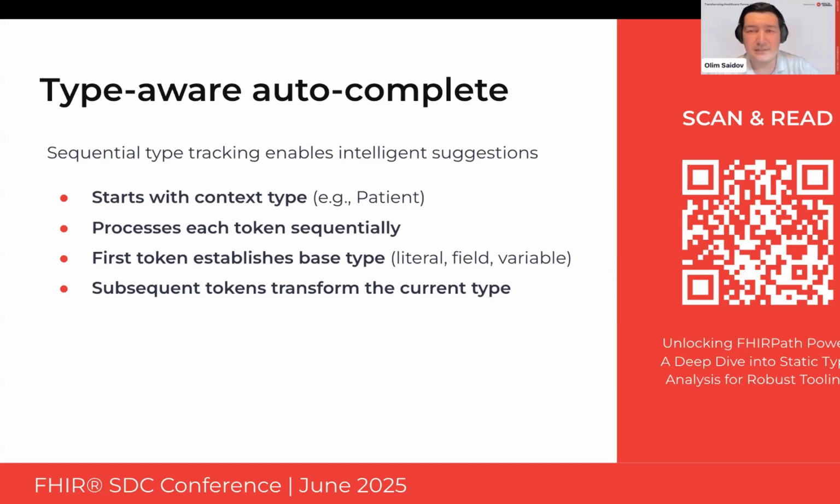For those interested in the implementation details, there is a QR code on the slide that links to my blog post about static type analysis in FHIRPath. It covers the algorithm, edge cases, and how we handle polymorphic functions.